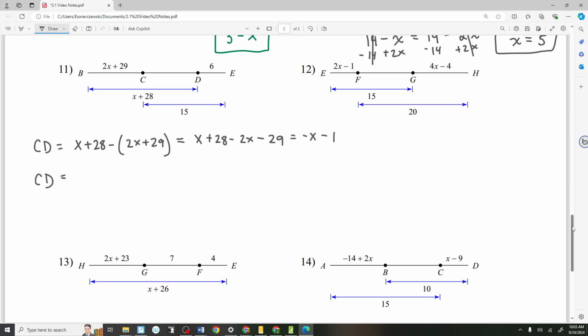And then this, oh, this is easy. Well, CD is also equal to 15 minus 6. Oh, wow, that's nice. What is that, 9? So now I'm going to set these two things equal. So negative x minus 1 equals 9. Add 1 to both sides. Negative x equals 10. That means x equals negative 10.